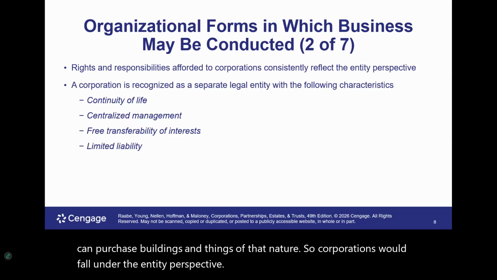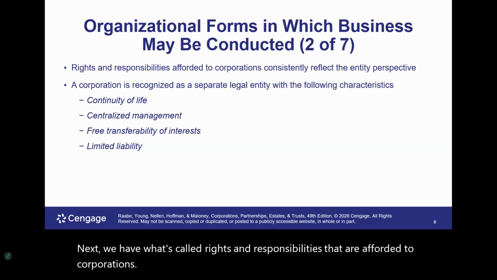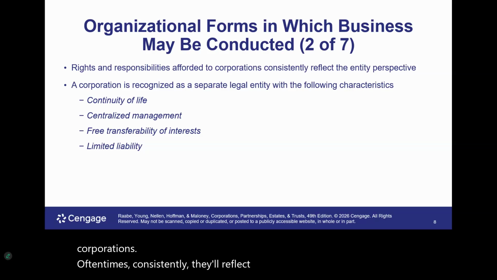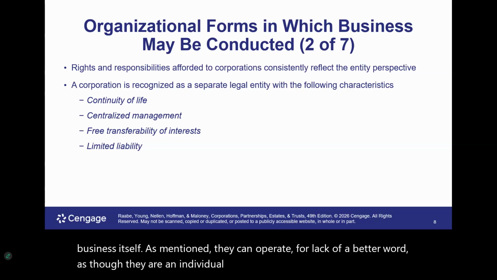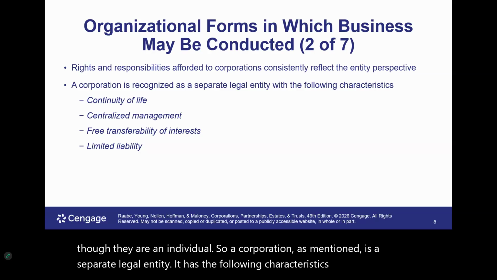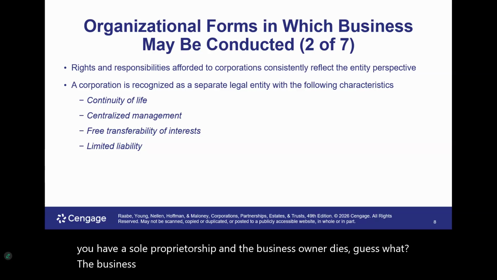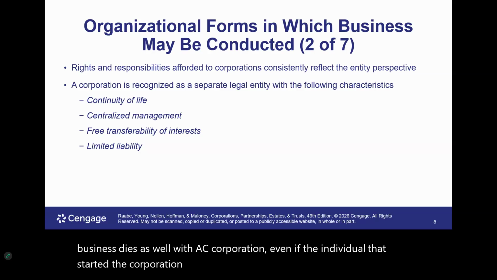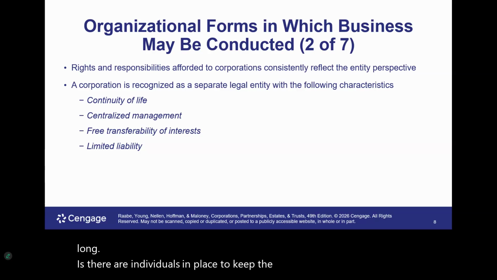Next, we have what's called rights and responsibilities that are afforded to corporations. Oftentimes they'll reflect the entity perspective, that the business itself, as mentioned, can operate, for lack of a better word, as though they are an individual. So a corporation is a separate legal entity. It has the following characteristics: continuity of life. If you have a sole proprietorship and the business owner dies, guess what? The business dies as well. With a C corporation, even if the individual that started the corporation dies, it does not mean that the corporation dies. So long as there are individuals in place to keep the vision going, the corporation continues to exist.